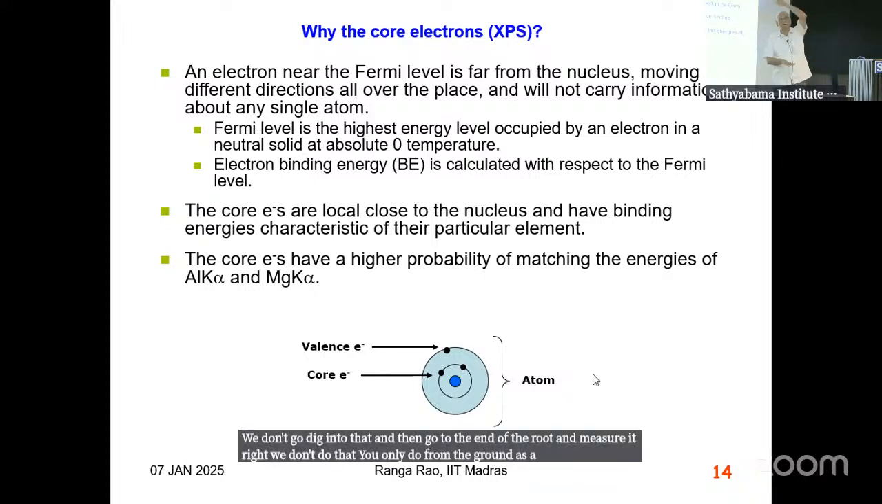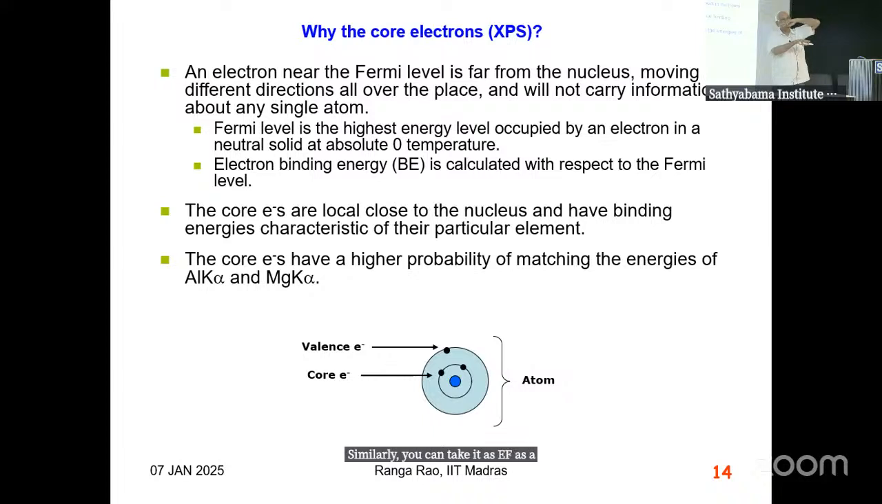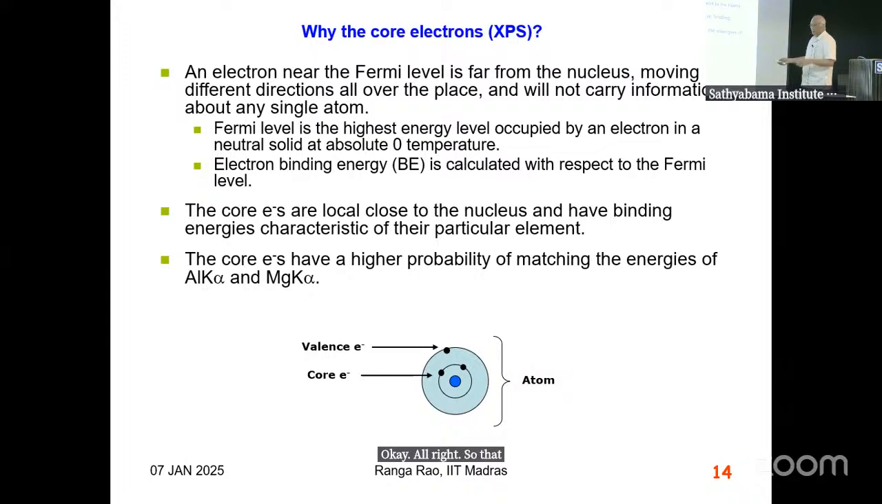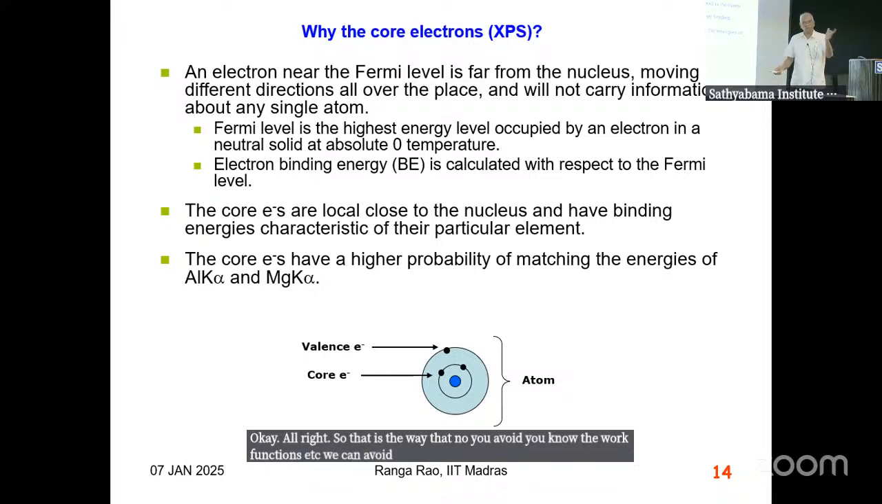From there you see this is the height. Similarly, you can take EF as a common level. From there you measure the binding energy of the electrons which are sitting in the orbitals. That is the way that you avoid the work functions. Otherwise, you'll have to do a work function measurement and all that.